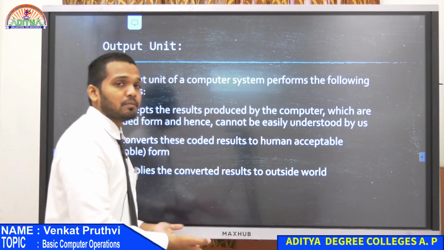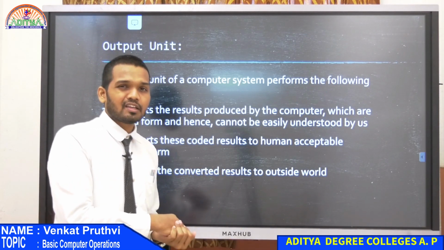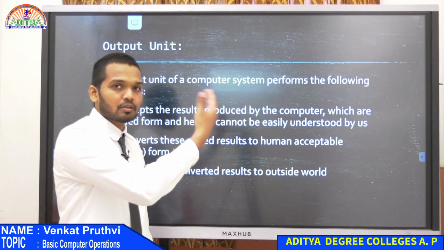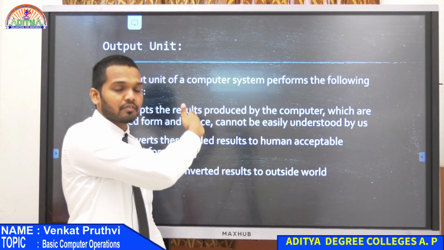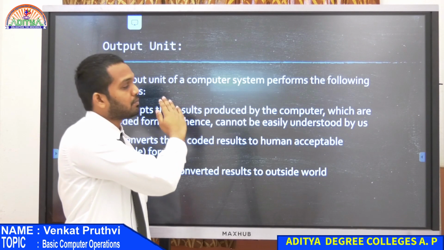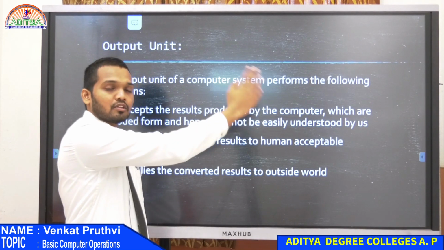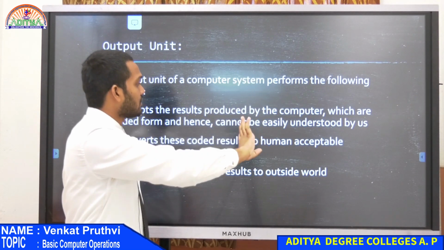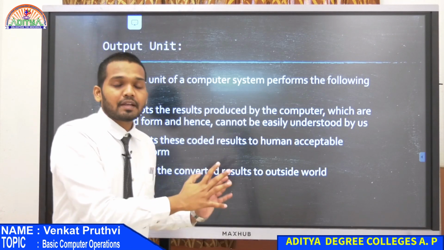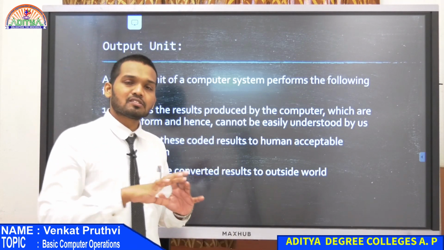Whatever the CPU performs is already in zeros and ones. Now it is sent back to the primary storage, where it is connected directly. That primary storage is connected to the output unit. That output unit now gets some data in the form of zeros and ones, purely zeros and ones.